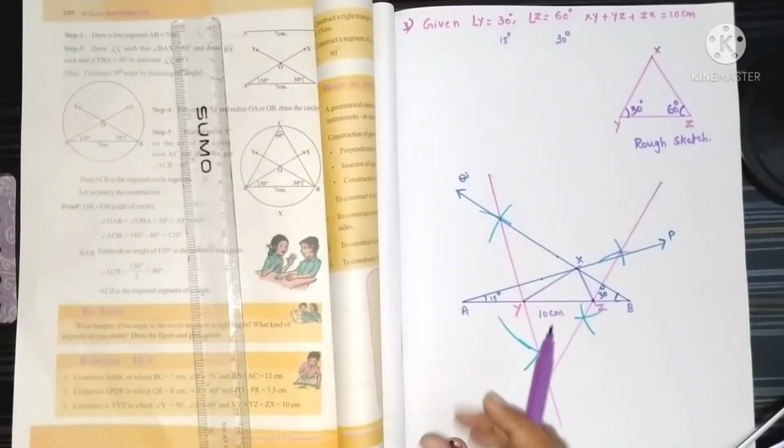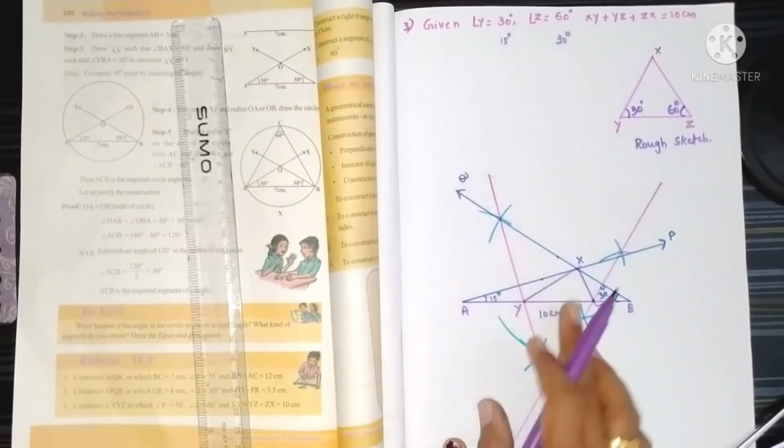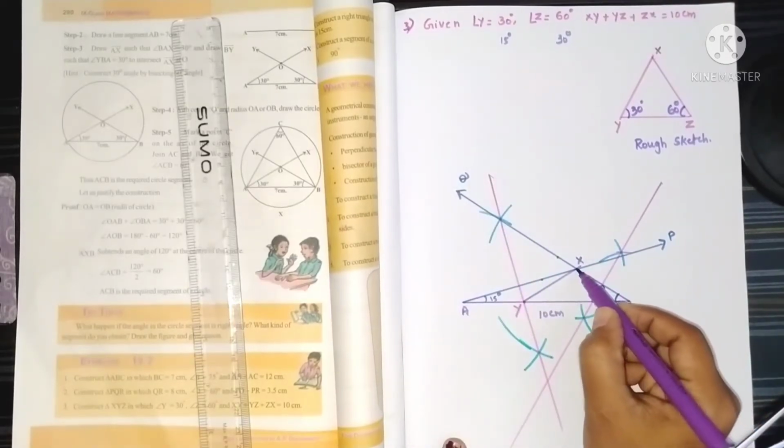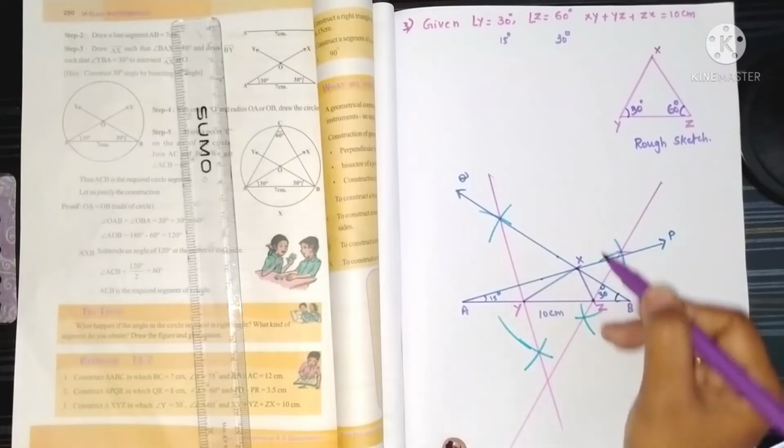So bisect that 30. Angle A, draw a ray. Similarly, 60. So bisect that 60, 30, another ray. So the point of intersection of these two arcs, take as X.